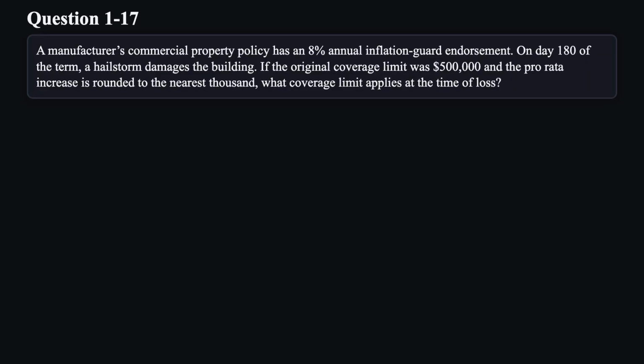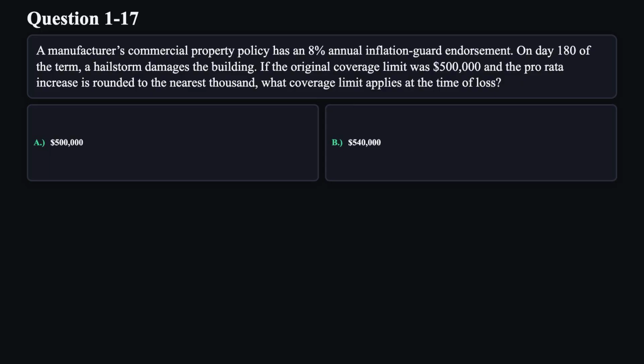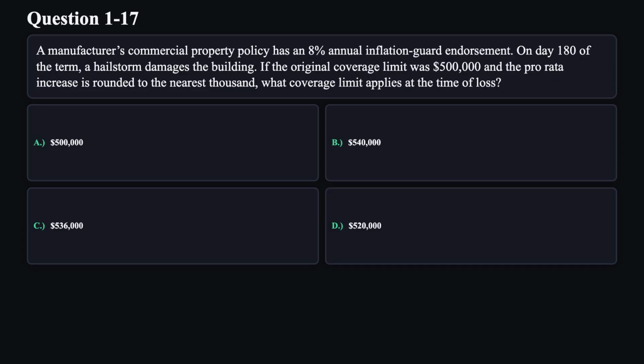Question 17. A manufacturer's commercial property policy has an 8% annual inflation guard endorsement. On day 180 of the term, a hailstorm damages the building. If the original coverage limit was $500,000 and the pro rata increase is rounded to the nearest thousand, what coverage limit applies at the time of loss? A. $500,000. B. $500,000 plus $40,000. C. $536,000. D. $520,000.